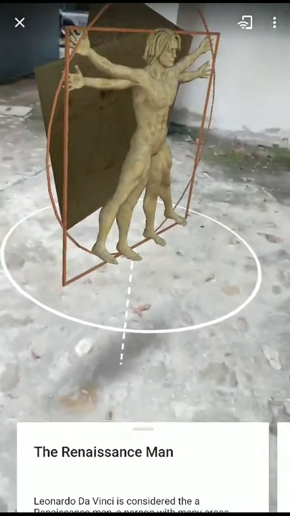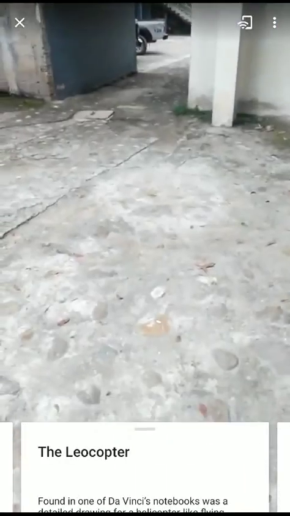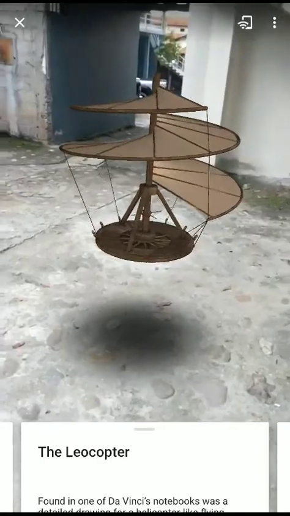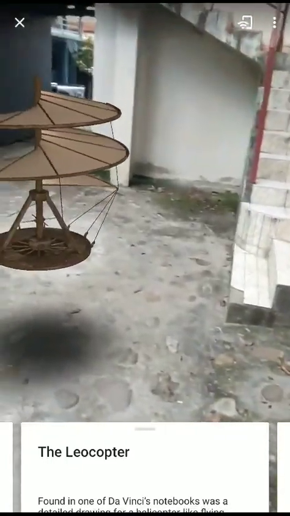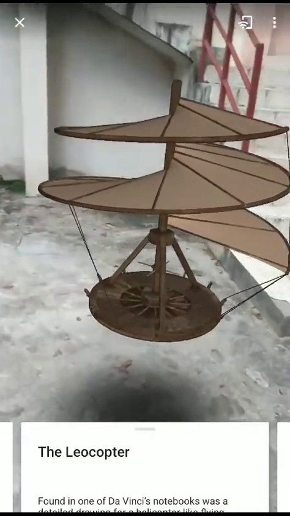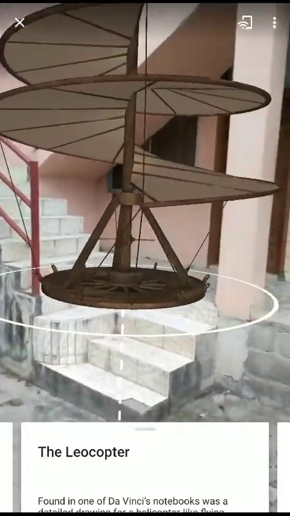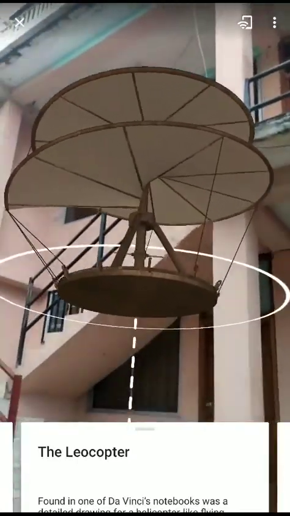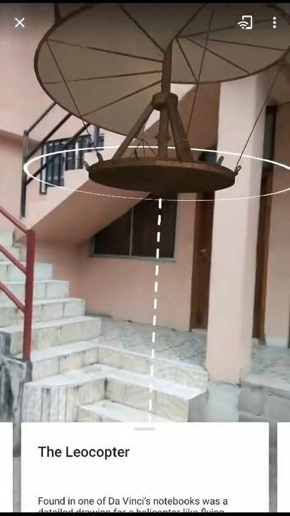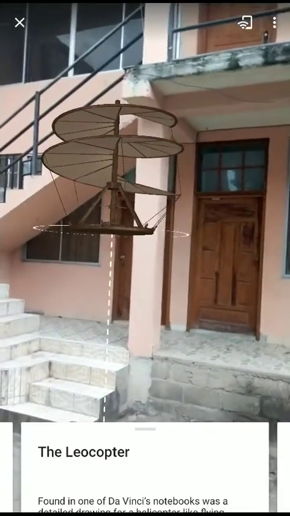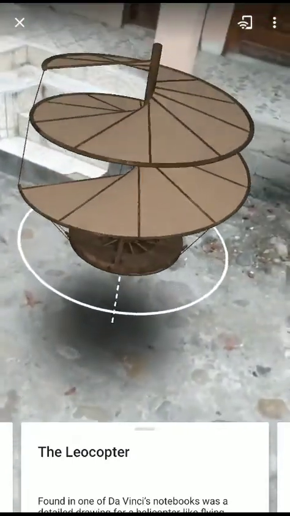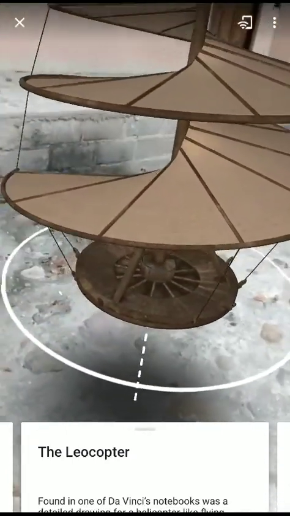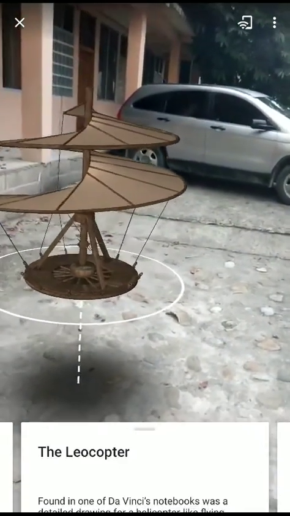Okay. Now watch the next one. The Leocopter. This is crazy right now. Are you looking at that? Yeah, look at that. Okay. We can even go like that and look at it from below, or if we want, watch this. We can move this down like that. Look at it like this, however we want. And you can see there's even like a car in the background.